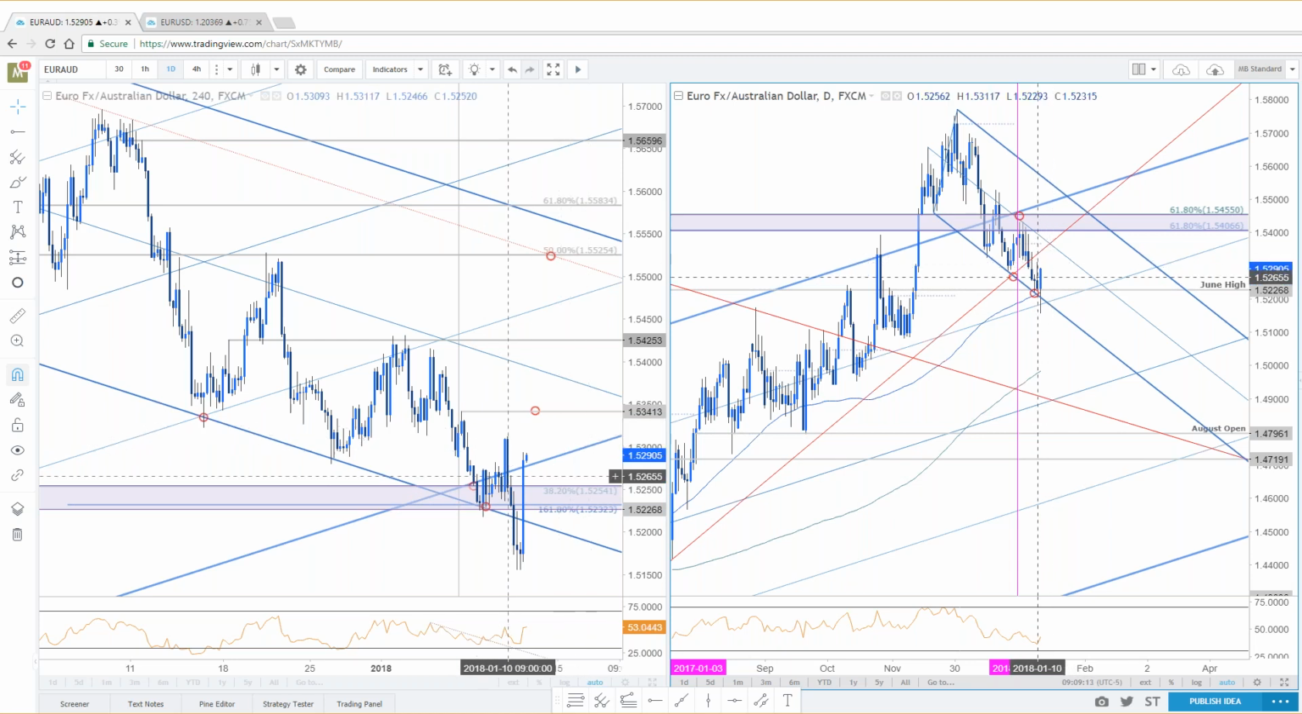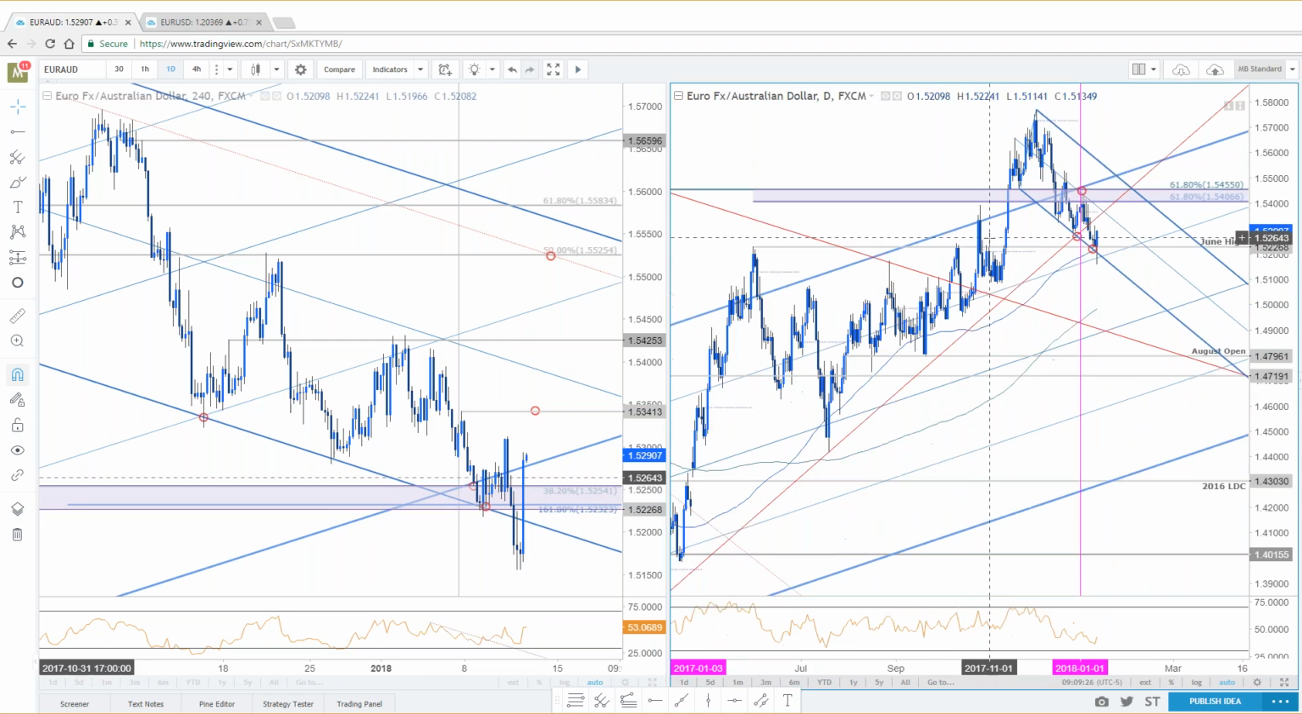So the pullback and this fake out move here means nothing to me if we close above. If we close above 152.26 today, we've been watching that level for quite some time. That's the June high, a decent pivot in price.